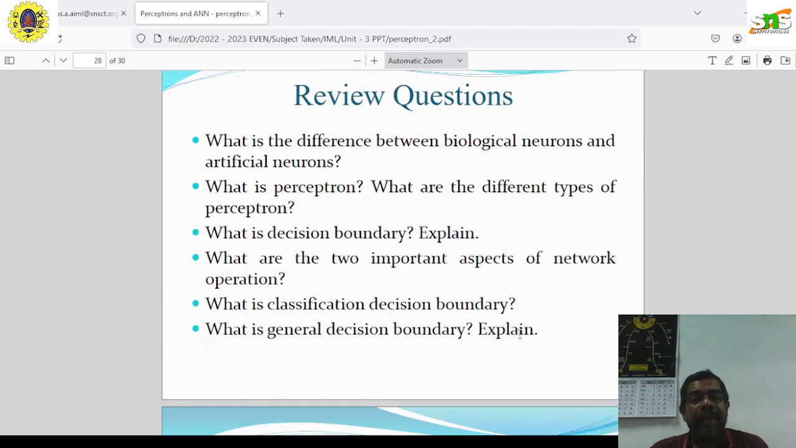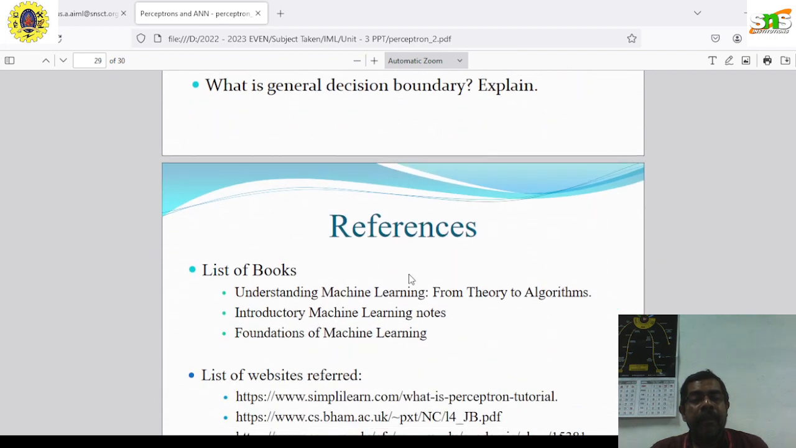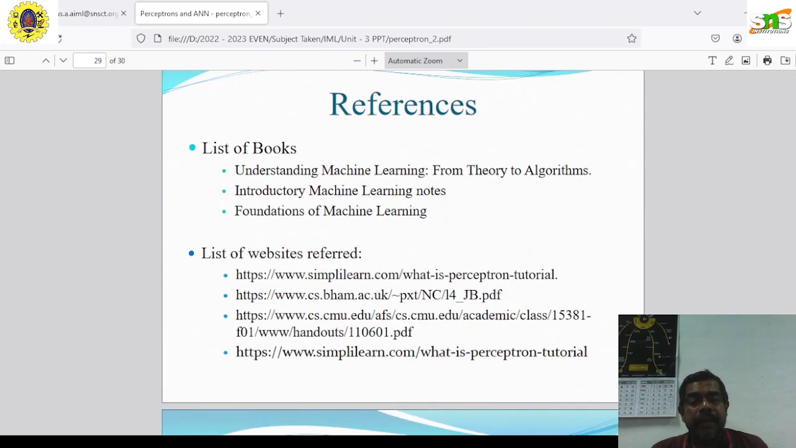And now finally we come to the conclusion of the perceptron. I hopefully believe you know the difference between biological neurons and artificial neurons, what perceptrons are, what the different types of perceptron are, what decision boundaries are, what the two important aspects of neural operation are, what the classification decision boundary is, and what the general decision boundary is. These are all important concepts behind the perceptron.